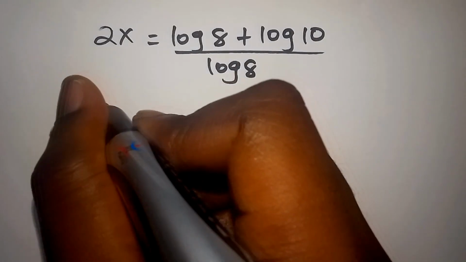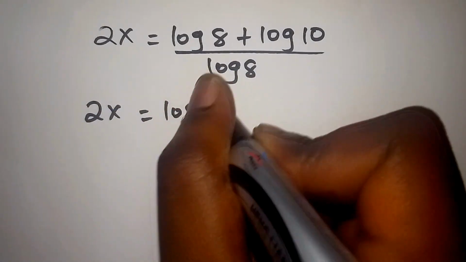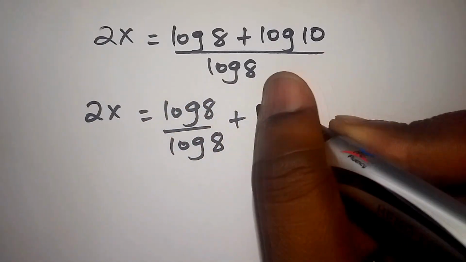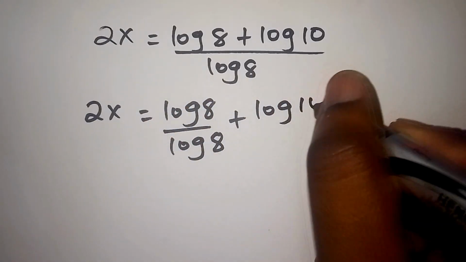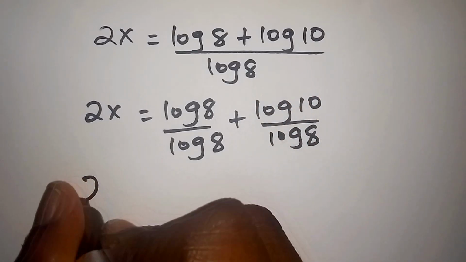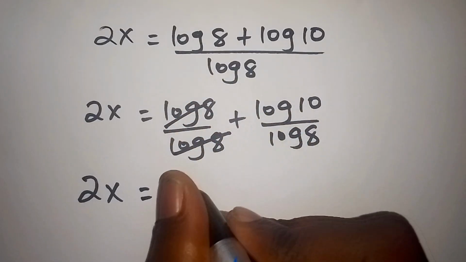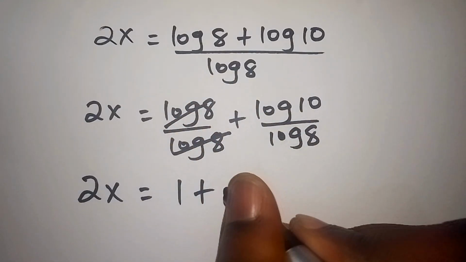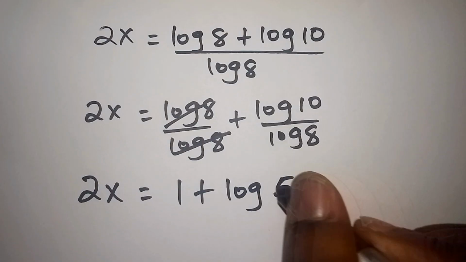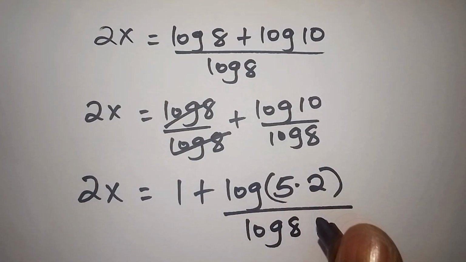The next step is to divide each term by the log of 8, so 2x is equal to the log of 8 over the log of 8, plus the log of 10 over the log of 8. Now the log of 8 and the log of 8 cancel, so we have 1 plus the log of 10, which can be written as the log of 5 multiplied by 2, in brackets, all over the log of 8.